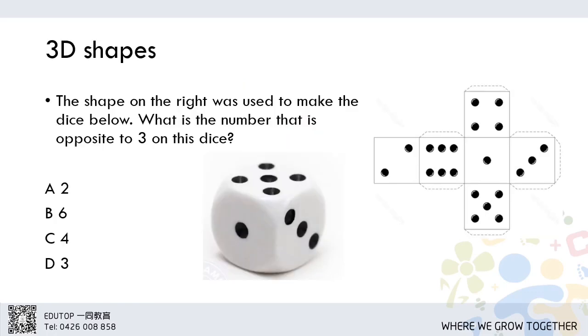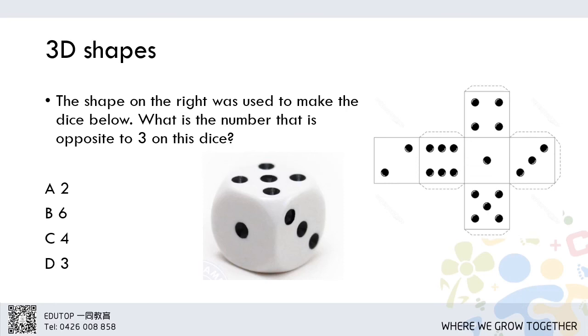So the last question we have today asks us to look even more closely at the process of folding cubes. And this can be a little challenging. With the shape on the right, we can make a dice. Now, please pause the video, use your imagination or art skills, and try to visualize what number is opposite 3 when the dice is made.